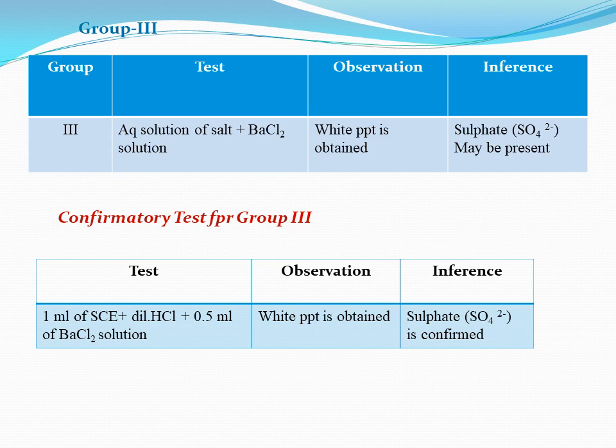So take an aqueous solution of the mixture. To this add 1 ml of barium chloride solution. If you get a white PPT, sulfate radical may be present in your mixture and go for the confirmatory test for sulfate radical. If you don't get any PPT, it means that sulfate is absent and there is no need to go for a confirmatory test.